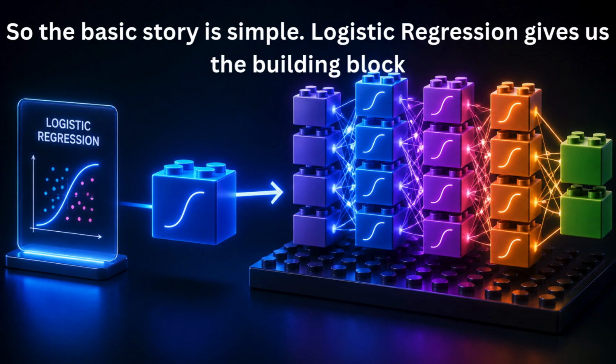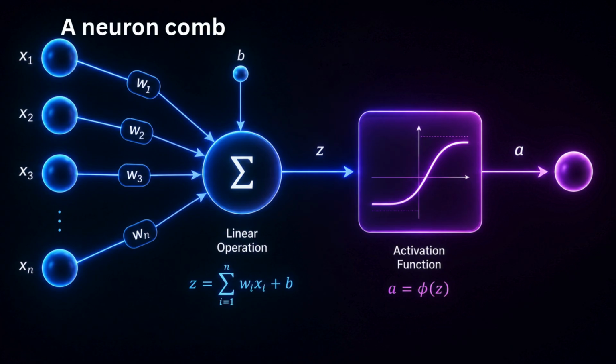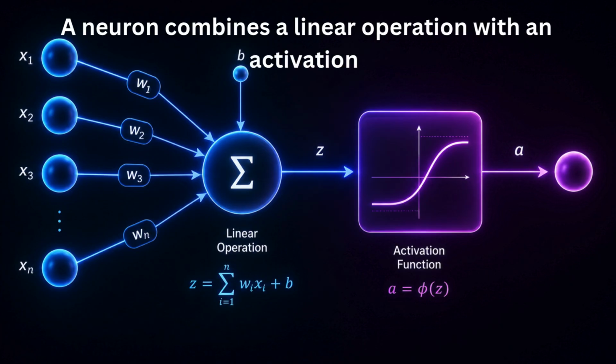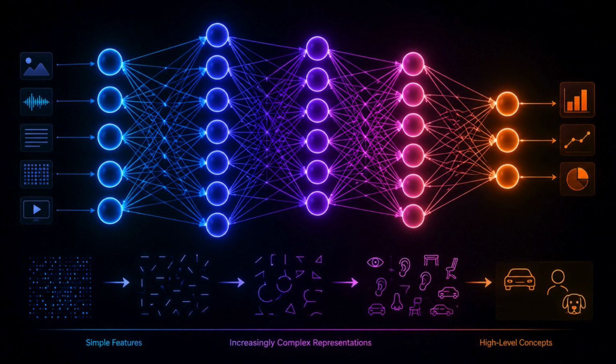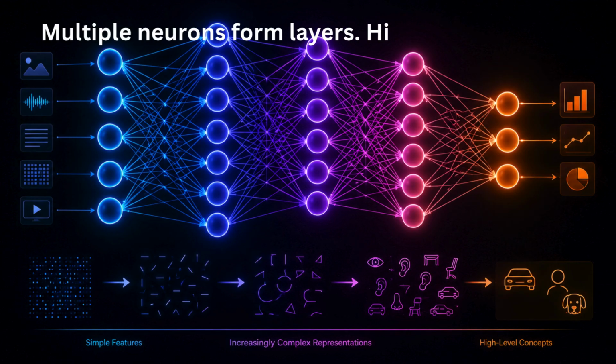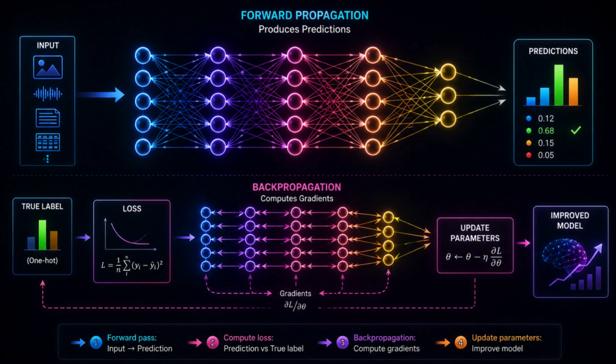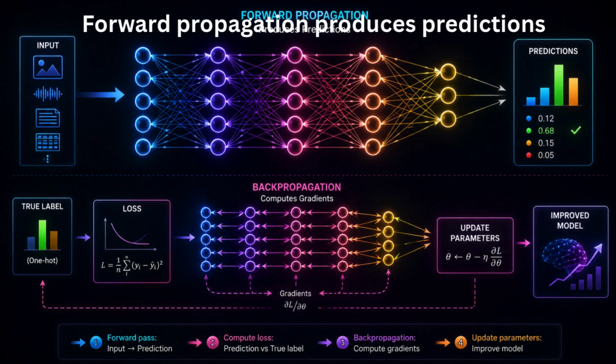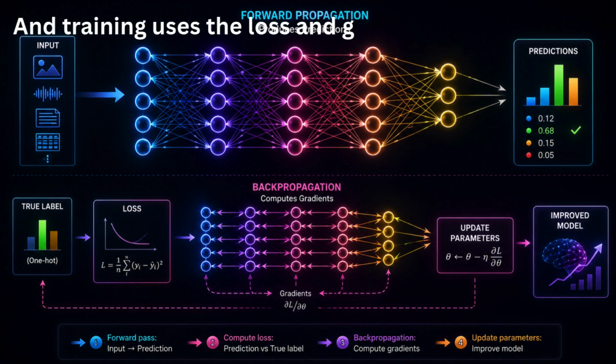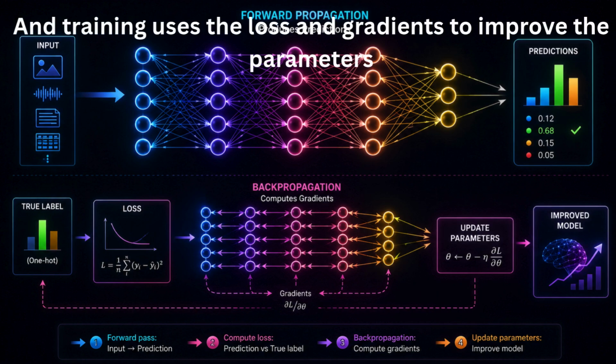Logistic regression gives us the building block. A neuron combines a linear operation with an activation. Multiple neurons form layers. Hidden layers learn increasingly complex representations. Forward propagation produces predictions. And training uses the loss and gradients to improve the parameters.